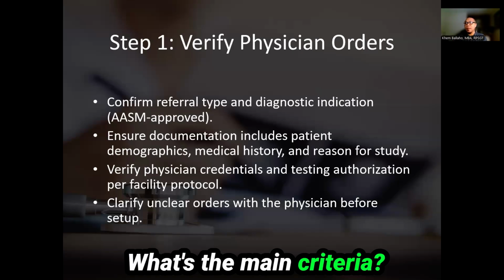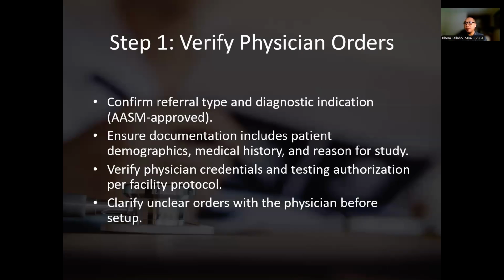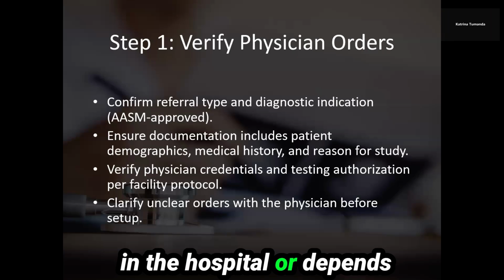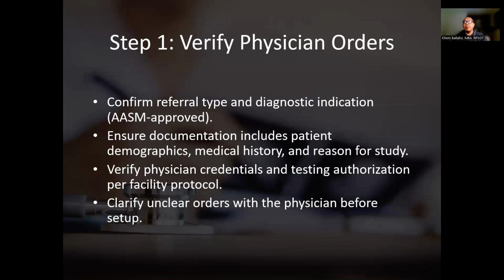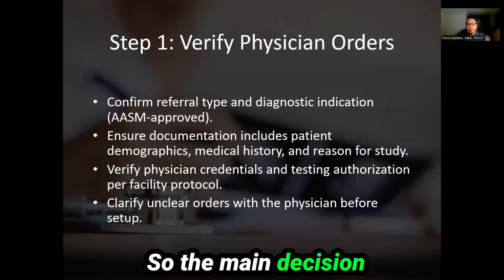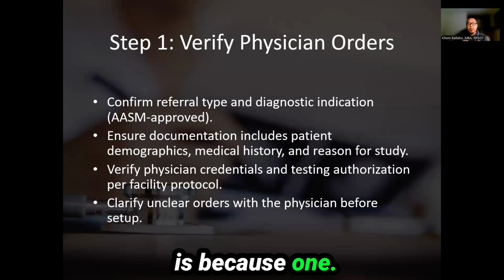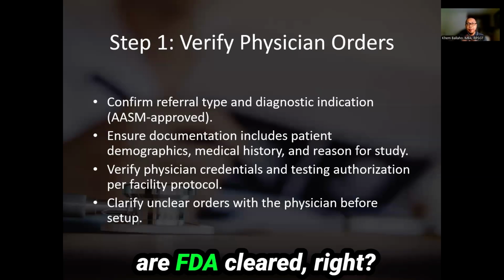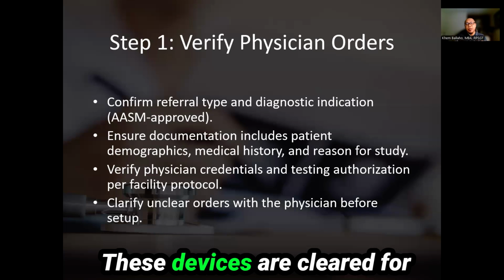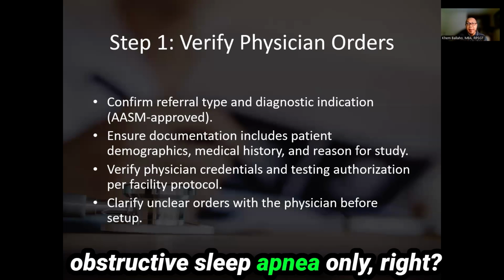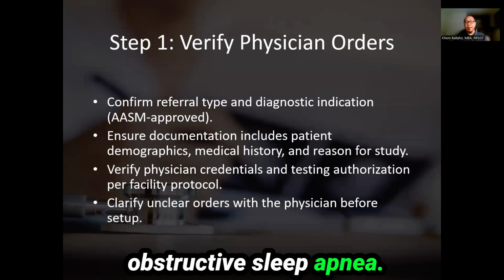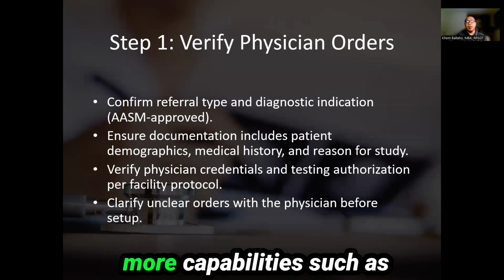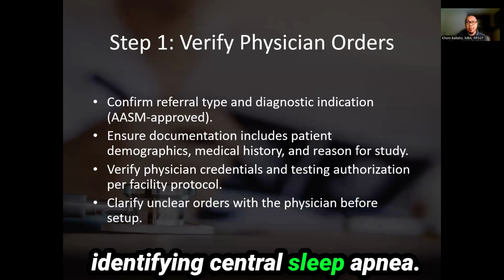What's the main criteria? Patient can sleep in the hospital or depends on their comorbidities. Good, very good. So the main decision is because, one, home sleep testing devices are FDA cleared, right? These devices are cleared for obstructive sleep apnea only, right? They are obstructive sleep apnea devices to detect obstructive sleep apnea. Some devices now have more capabilities, such as identifying central sleep apnea.